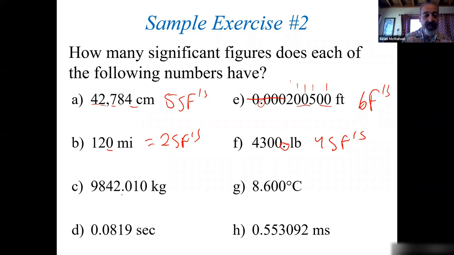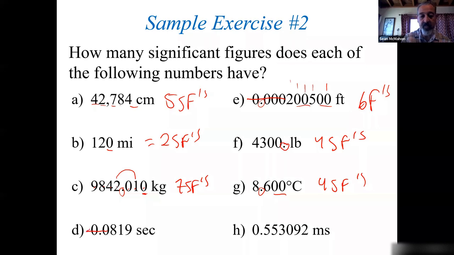C, how many sig figs? Well, this is captive because it's held between these 2, and this is trailing, but there's a decimal, so they all count. 1, 2, 3, 4, 5, 6, 7. 7 sig figs. Decimal, so these trailing count. 1, 2, 3, 4 sig figs.